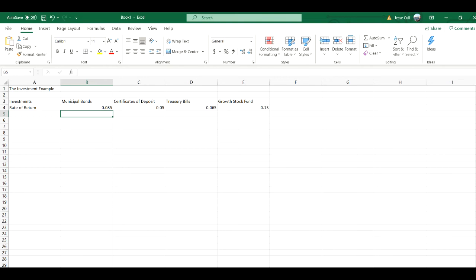Our second is that the amount invested in certificates of deposit, so CDs, should not exceed the amount invested in the other three alternatives. So CDs should not be greater than municipal bonds plus TBs plus growth stock fund. Oh, let's unbold that one. That's silly. All right.